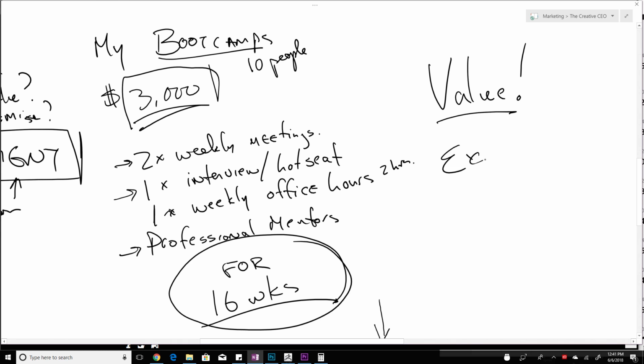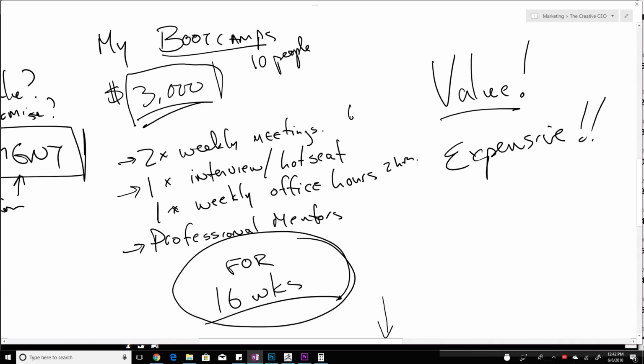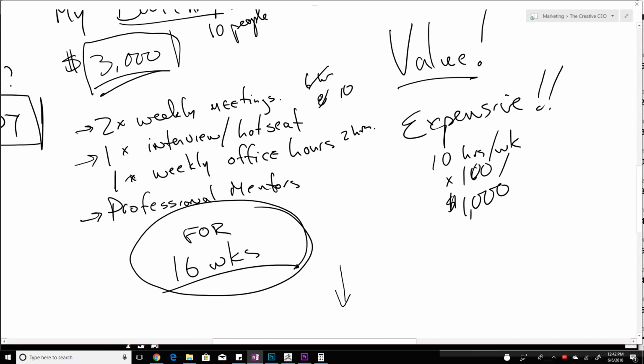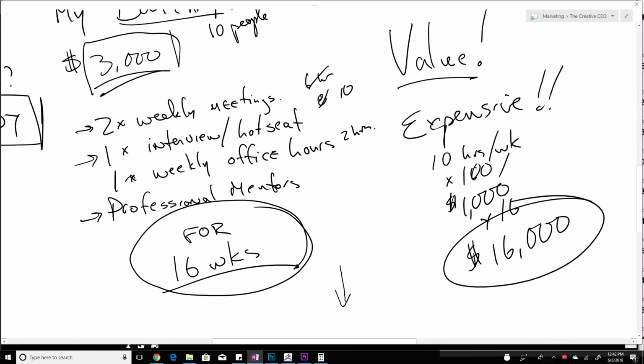That's value, but that's also very expensive. You think about this, this is 6 hours. This is another 2 hours usually with setup and all of that different stuff. So now you've got 8 hours, and then the office hours, so you've got 10 hours a week. Let's say that's charged out at, I don't know, $100 an hour. That's $1,000 a week in expenses just on making this stuff happen. You multiply that by 16. That costs me somewhere around $16,000 per boot camp to produce that level of quality. And that's not the equipment, that's not the staff, that's nothing else.